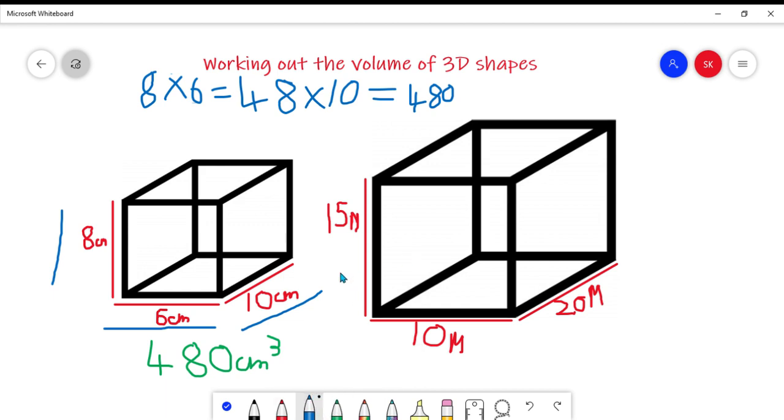With this one now, 15 times 10 is 150. And then we have to times it by 20. So 150 times 20. So it's like times in 10, but we kind of double it.